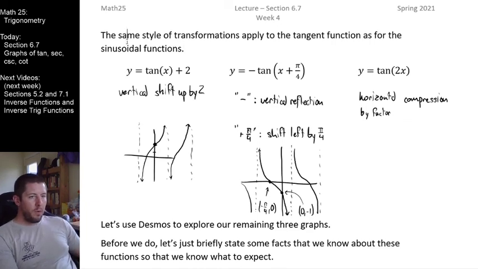Why are you graying? What's your deal right there? Tangent 2x, calm down. Jeez, a gray box right there drives me nuts.